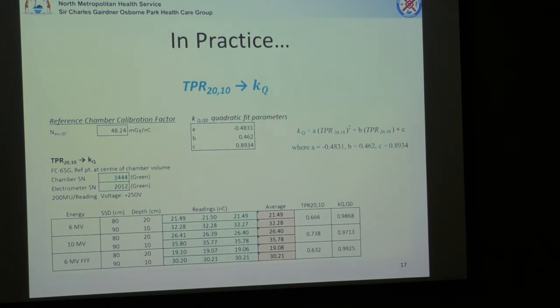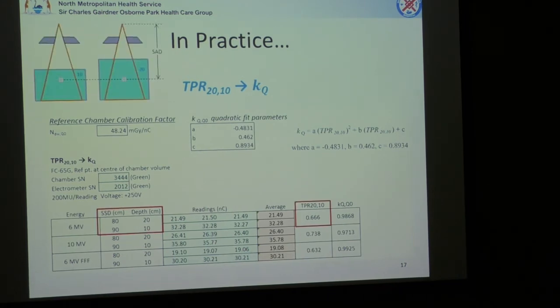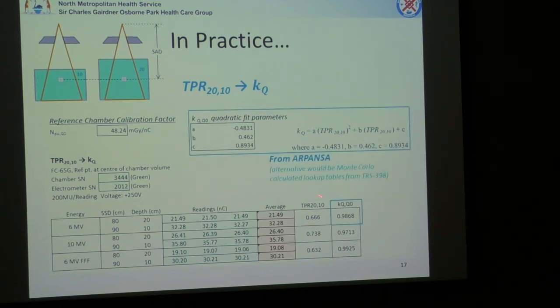Here's one more. So here's an Excel sheet that we've actually used that I've created. So measuring our TPR 20/10, so there's our SSDs and our depth. It's TPR 20/10 is just the ratio at these two setups. So 20 centimeters deep, 10 centimeters deep. Here's our ratio, and we use that with our equation to get our KQ from ARPANSA. We could have just used TRS-398 table, but this is a bit more accurate.